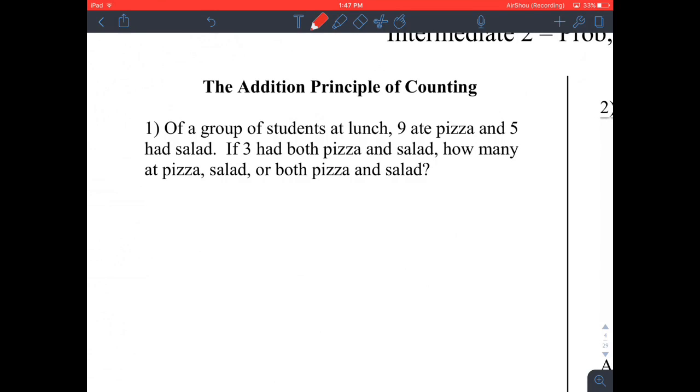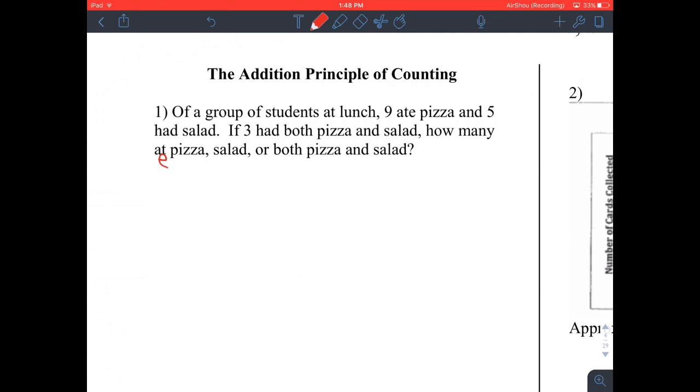The addition principle of counting. This is better known as using a Venn diagram. Of a group of students at lunch, 9 ate pizza and 5 had salad. If 3 had both pizza and salad, how many ate pizza, salad, or both pizza and salad? So we've got the situation.